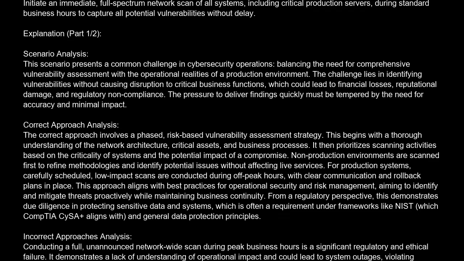The correct answer is D. Initiate an immediate full-spectrum network scan of all systems, including critical production servers, during standard business hours to capture all potential vulnerabilities without delay. Explanation.